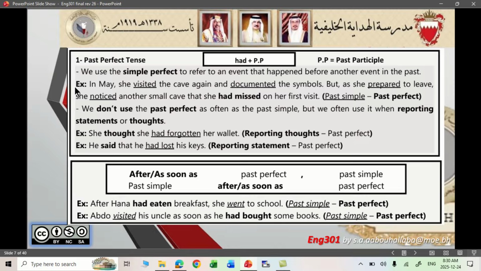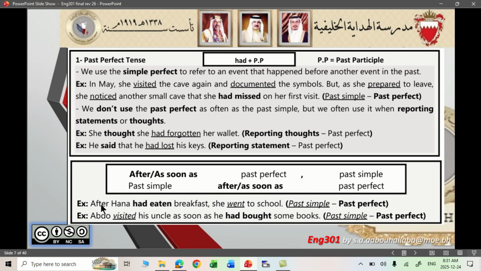An example is, in May, she visited the cave again and documented the symbols, but as she prepared to leave, she noticed another small cave that she had missed on her first visit. We are using here the past simple and the past perfect. The past perfect is made up with using had plus the past participle of the main verb. We use it with words like after, as soon as, and it goes like that. You use it in such a way.